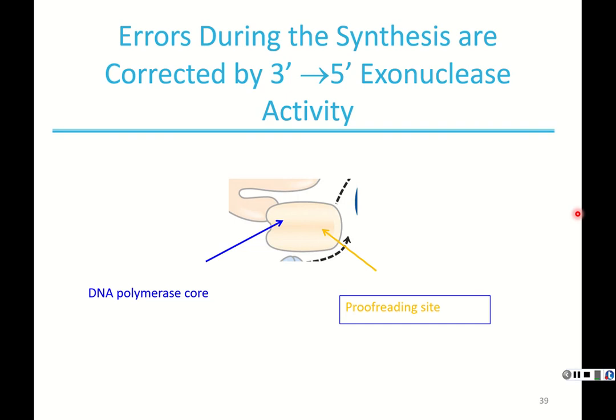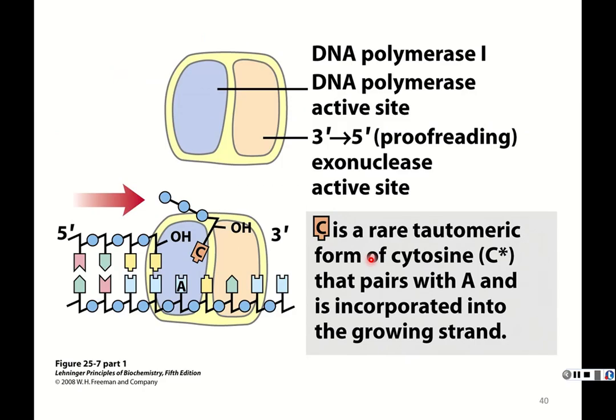Right. The errors that are made during synthesis are going to be corrected by the 3' to 5' exonuclease activity. So if you look at this, and this is not a very specific picture, this is our polymerase. The polymerase core would be on this side. Our proofreading site would be here on the outside. And the picture in the book kind of depicts this in two different colors. So this blue color is the DNA polymerase active site, and the orangey color is that 3' to 5' proofreading exonuclease site.